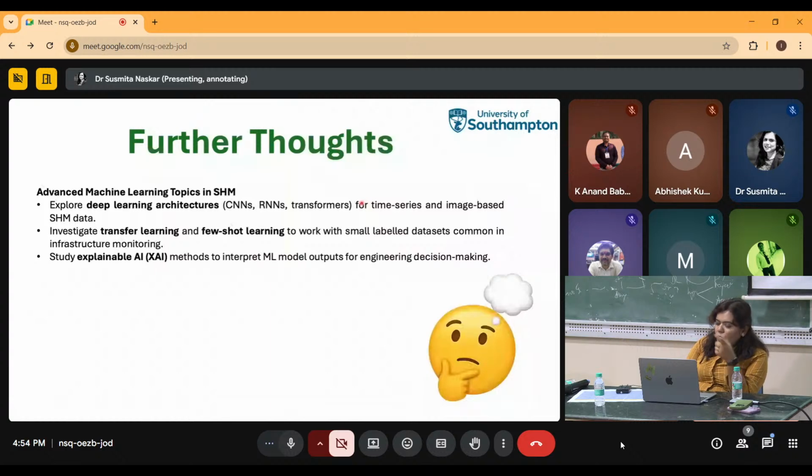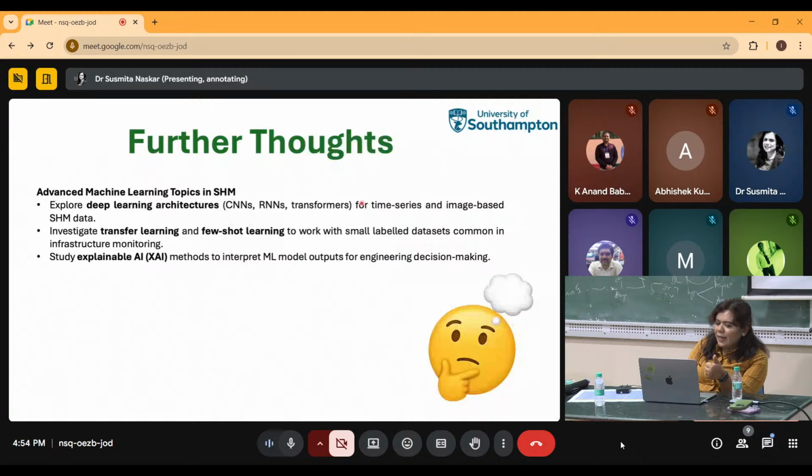Do you know what we mean by explainable AI? Have you ever heard about this term, explainable AI? Okay, then go and try to read what we mean by explainable AI. They are actually being used to interpret the ML models for the engineers so that we can understand the decision making very seriously. They may sound like fancy terms, but they are actually targeting some specific effects, especially when we talk about SHM.